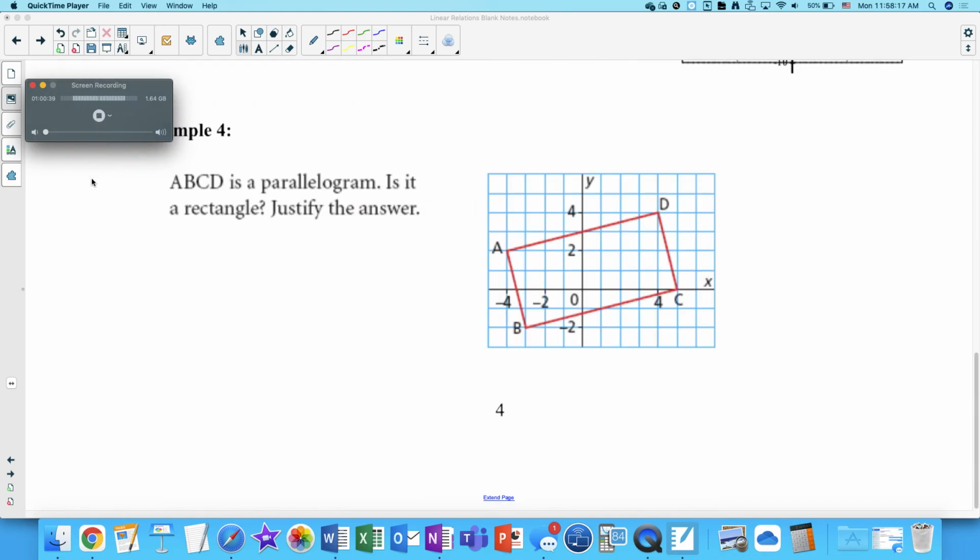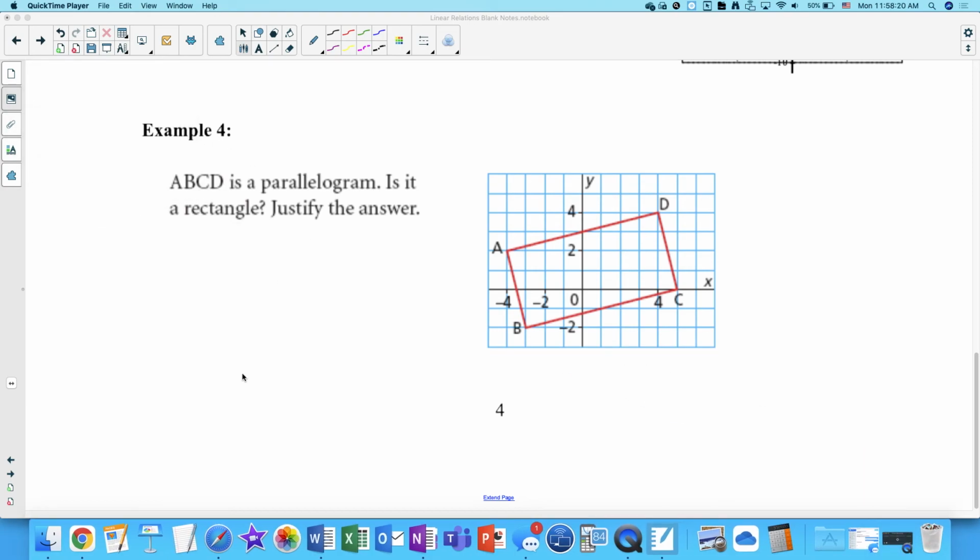All right, last question. ABCD is a parallelogram. Is it a rectangle? And justify your answer. Okay, so we have this shape. It's on a coordinate plane, and we're told that it's a parallelogram. What a parallelogram means is it's a quadrilateral. It's got 4 sides, and opposite sides are parallel.